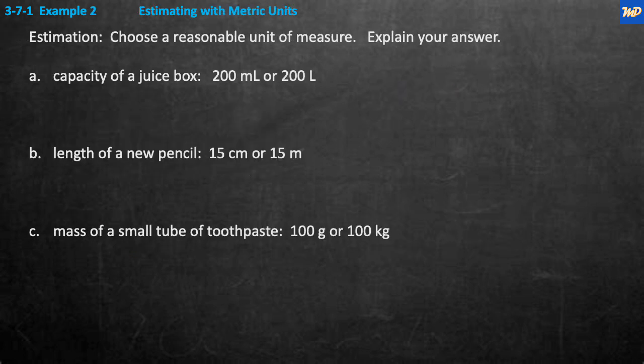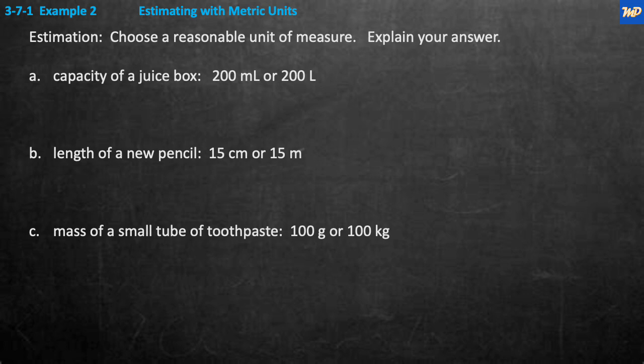Okay, example 2, estimating with metric units. Choose a reasonable unit of measure. We can measure any one of these in any one of these other measurements if we want, but the numbers would get so proportionally incorrect that it wouldn't make sense. You wouldn't be able to understand it very well. So we're going to go ahead and try to pick an appropriate measure.